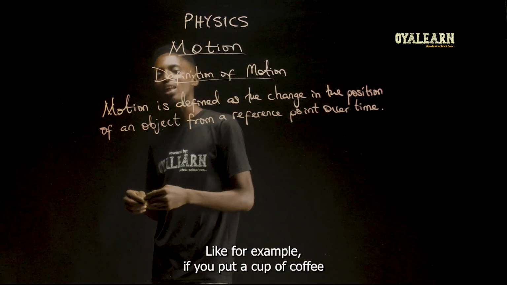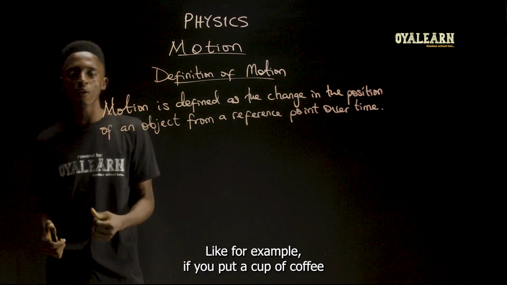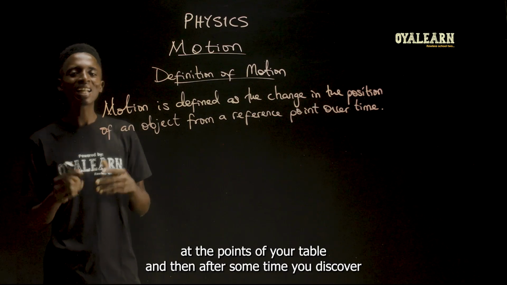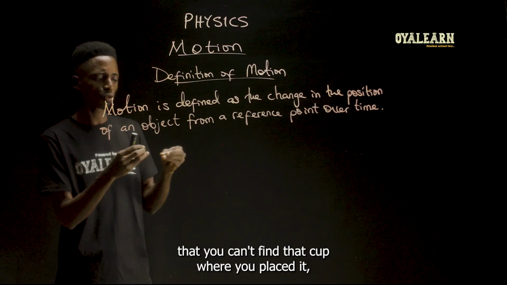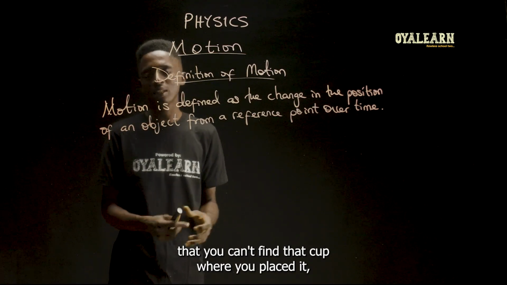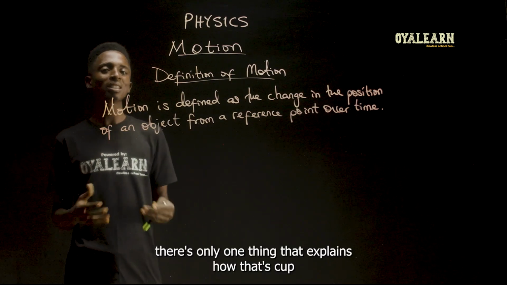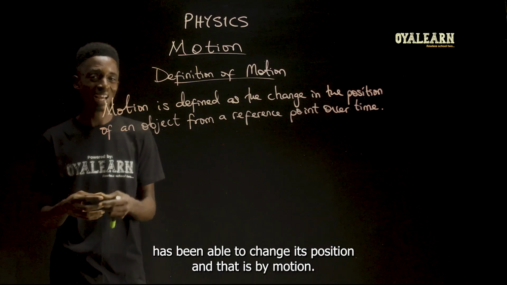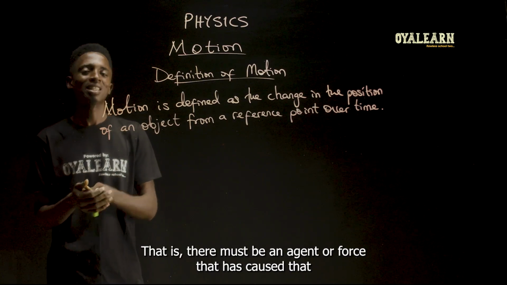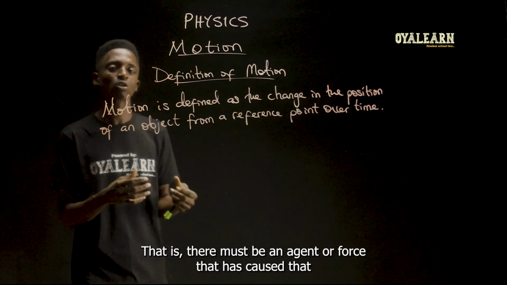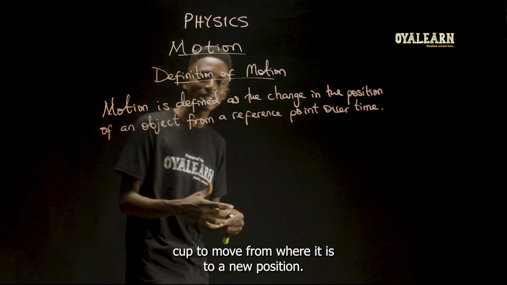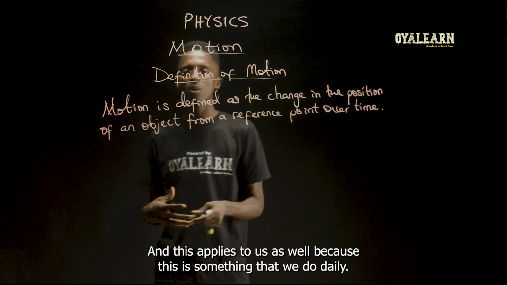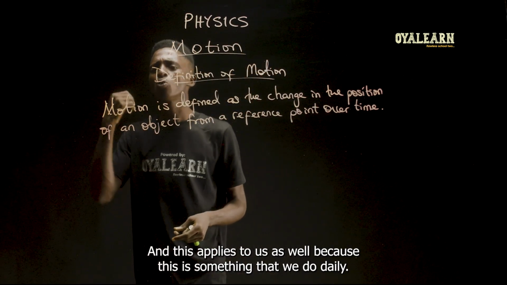Okay, like for example, if you put a cup of coffee at a point on your table, and then after some time you discover that you can't find that cup where you placed it, there's only one thing that explains how that cup has been able to change its position, and that is by motion. That is, there must be an agent of force that has caused that cup to move from where it is to a new position. And this applies to us as well, because this is something that we do daily.